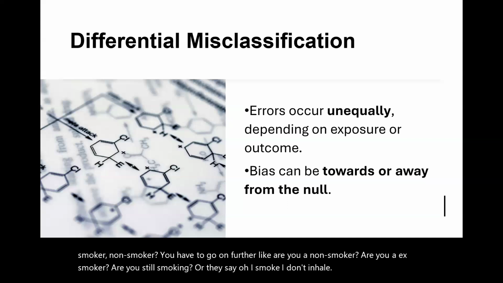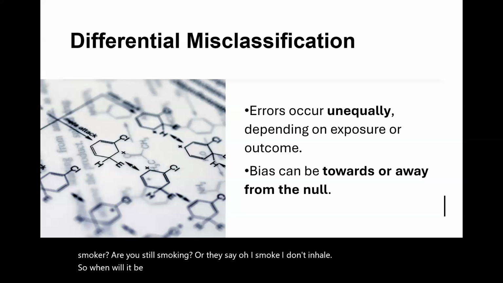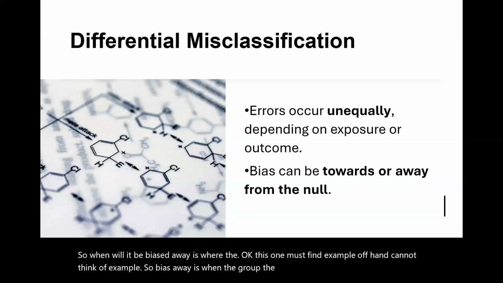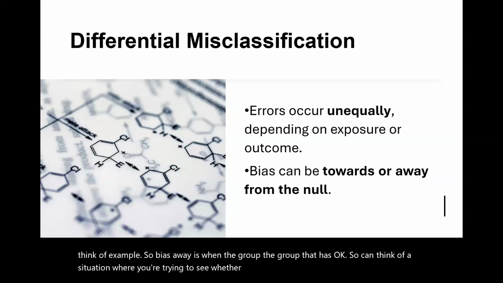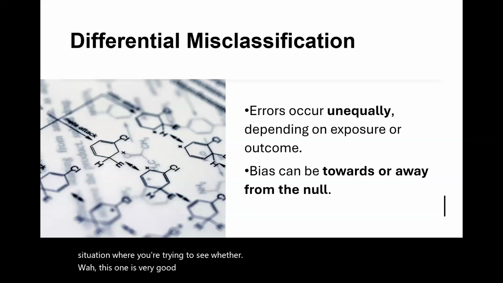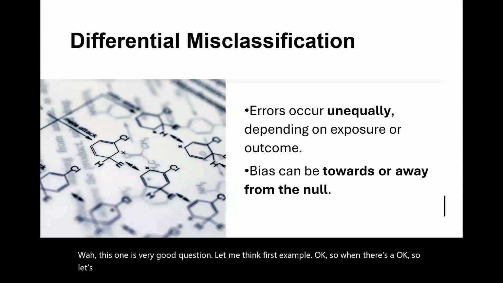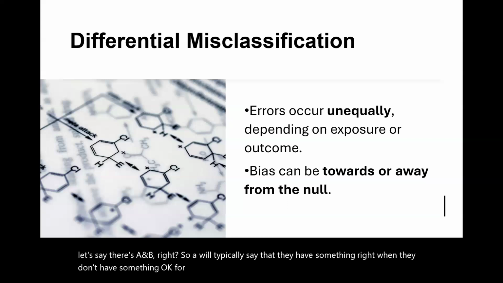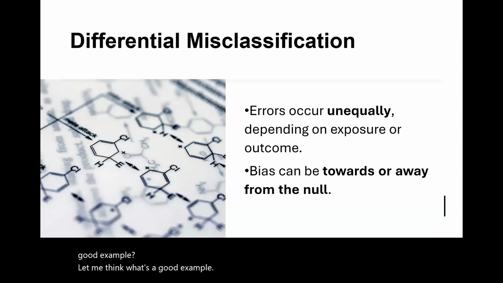So when will it be biased away? Bias away is where I must find an example. Offhand I cannot give one. So let's say there's A and B. A will typically say that they have something when they don't have it. For example, exercise. No, exercise is a bad example. What is a good example? Let me think. I can't think of any example now.